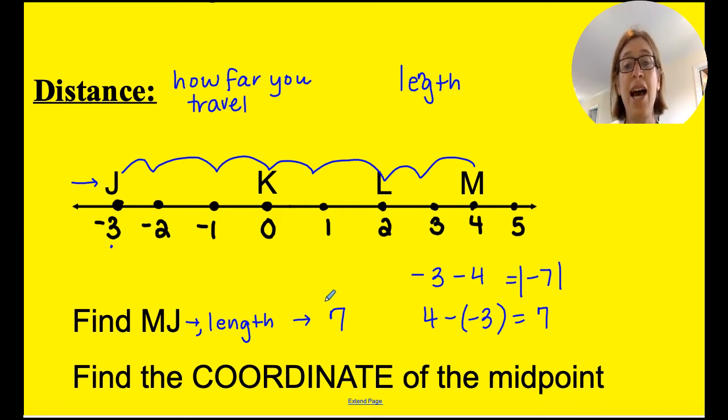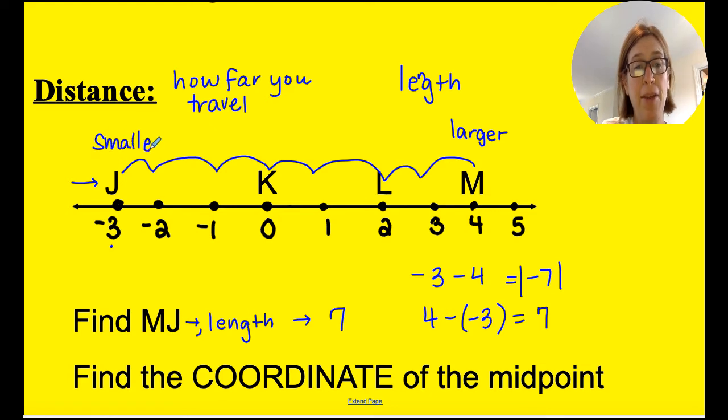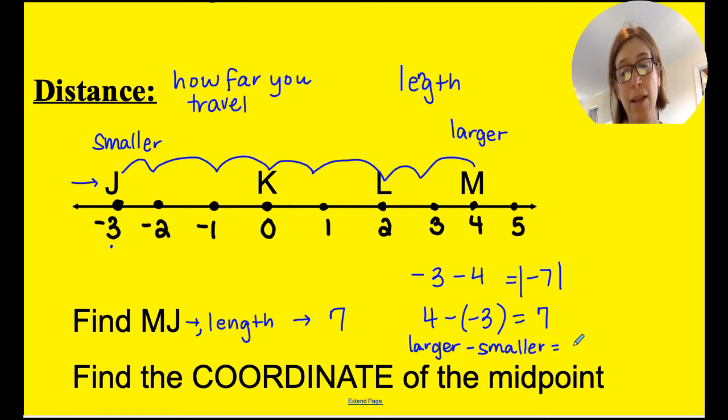One of the suggestions I always make to students is take the larger endpoint minus the smaller endpoint, because that's always going to give me a positive, and that's the way I did it. So do larger minus smaller, and that will give you the length. Either way, just remember, if you get a negative length, you do have to take the absolute value. But again, we're subtracting the endpoints.